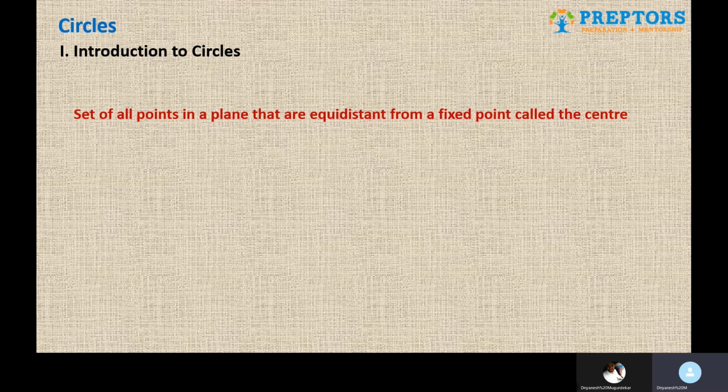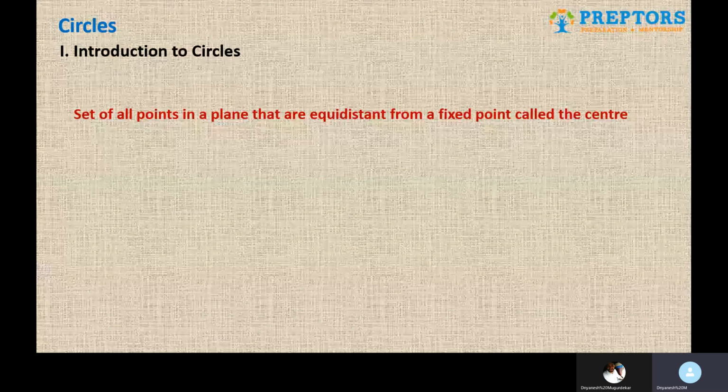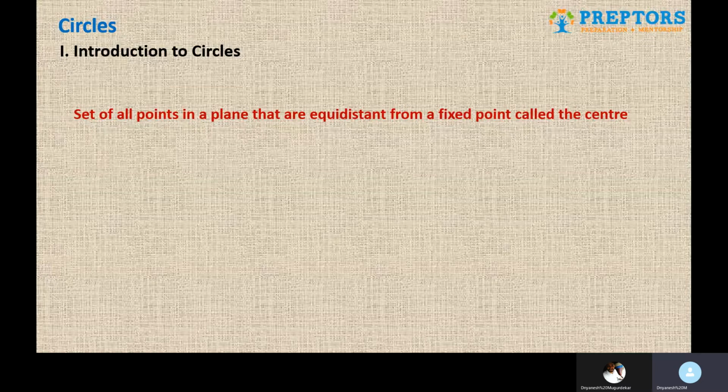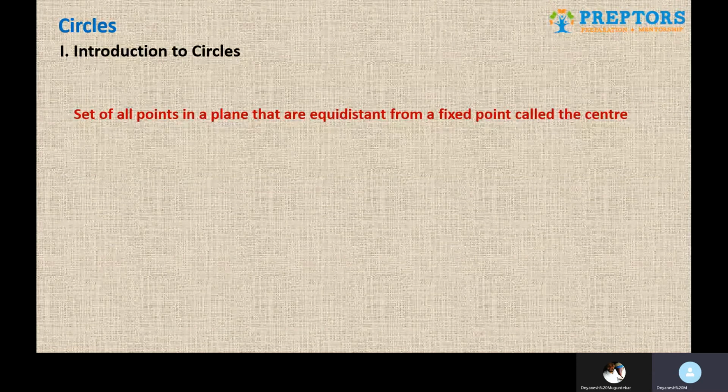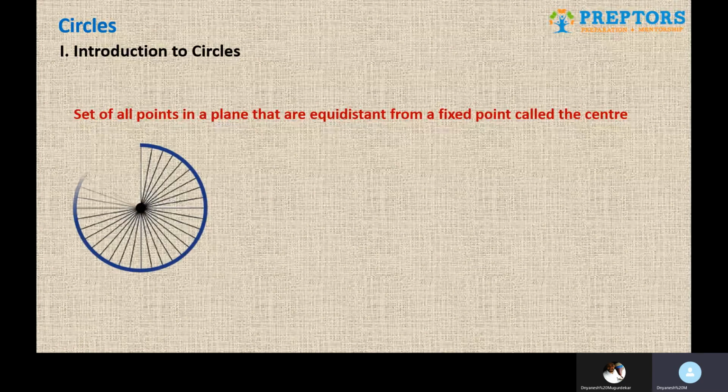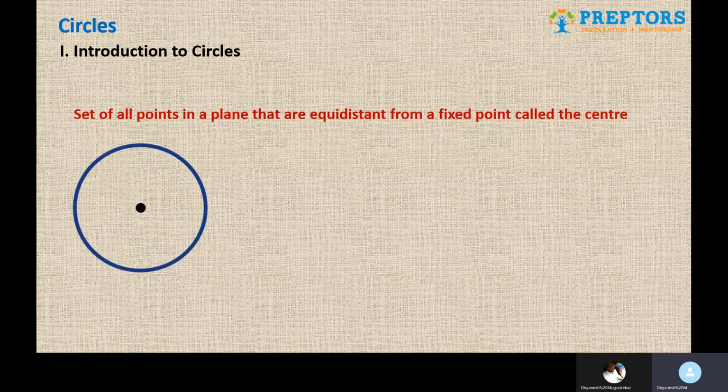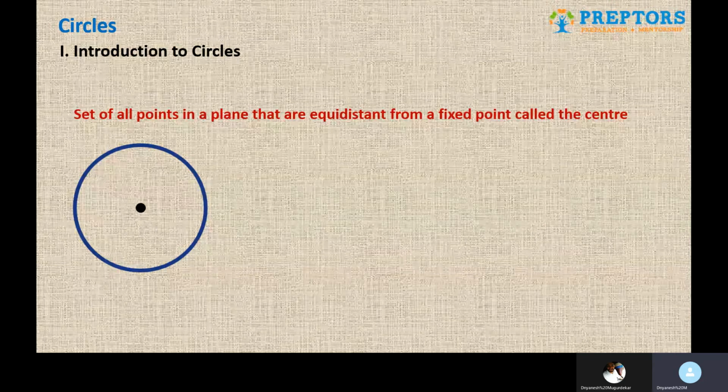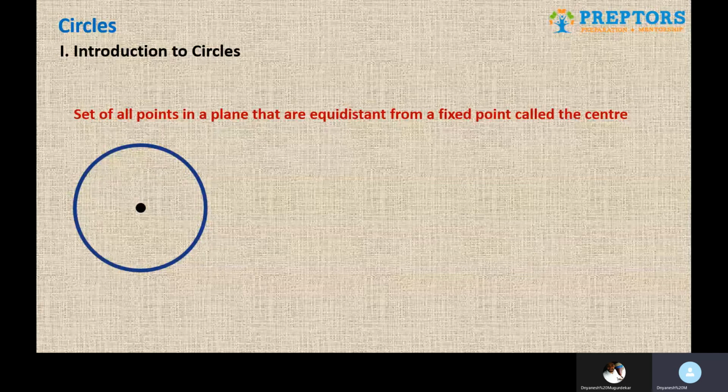Obviously nobody will ask you the standard definition, but in case it helps knowing the things fundamentally. So set of all points in a plane that are equidistant from a fixed point, which is called as the center. So we take a point constant, and from that point, if we take a fixed distance and make some points, and when we join all those points we get a circle.